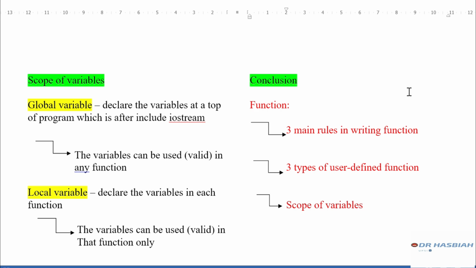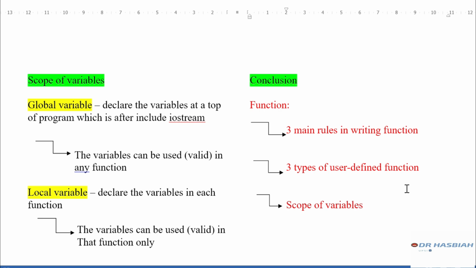Okay, so we have seen the three main rules in writing function, and then we have seen the three types of user defined function. We have the function without parameter, function without parameter but with return statement, and then we have the function with parameter. So now we are going to see the scope of variables.